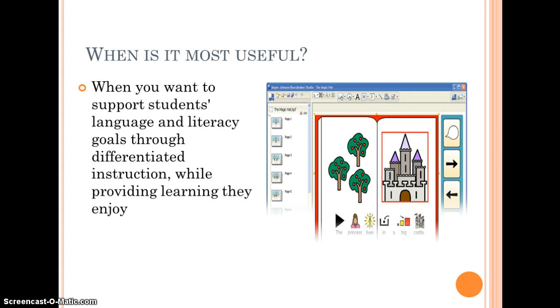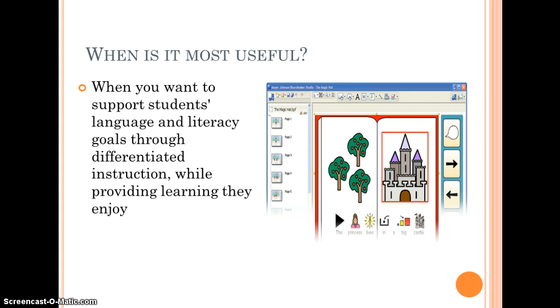When is it most useful? Well, it's used all around, like I just said, but it's really useful for goals in language and literacy, when you want to support students' language and literacy goals through differentiated instruction while providing learning they enjoy. By providing information that they want to know and then engaging them even more by using activities like this, they're going to learn a lot more than they would just by reading from a book.